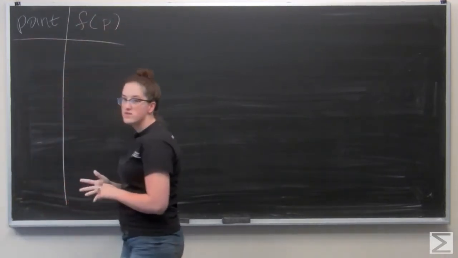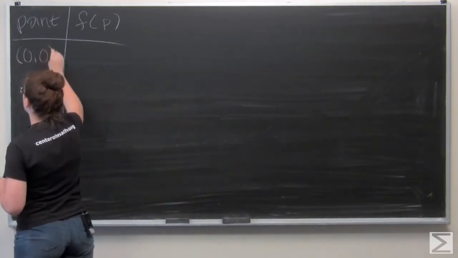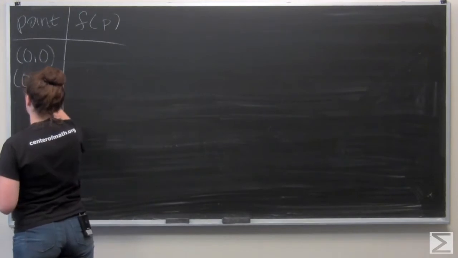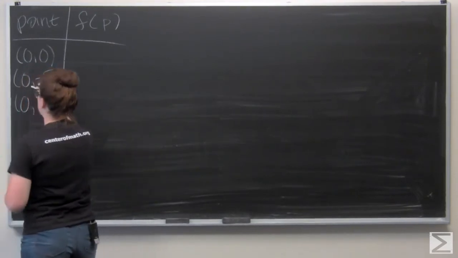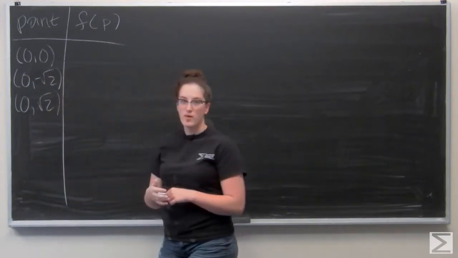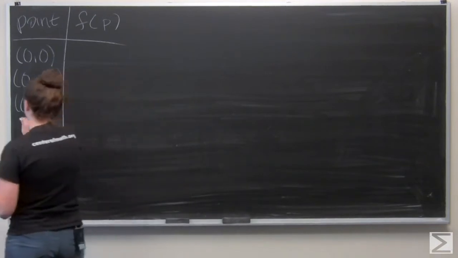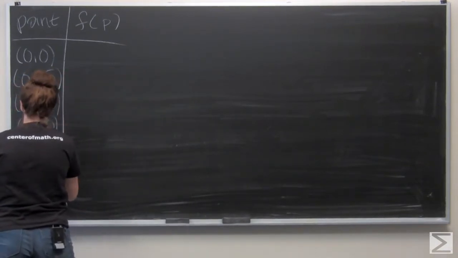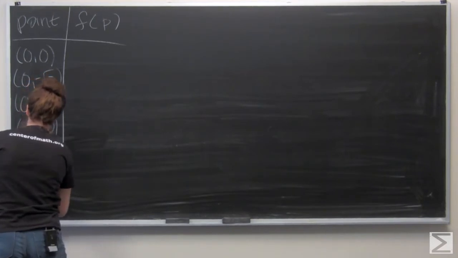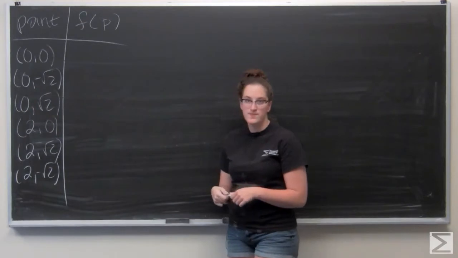So the first one is going to be (0, 0). Then I have (0, negative root 2) and (0, positive root 2). And then likewise for x equals 2, I get (2, root 2) and (2, negative root 2).